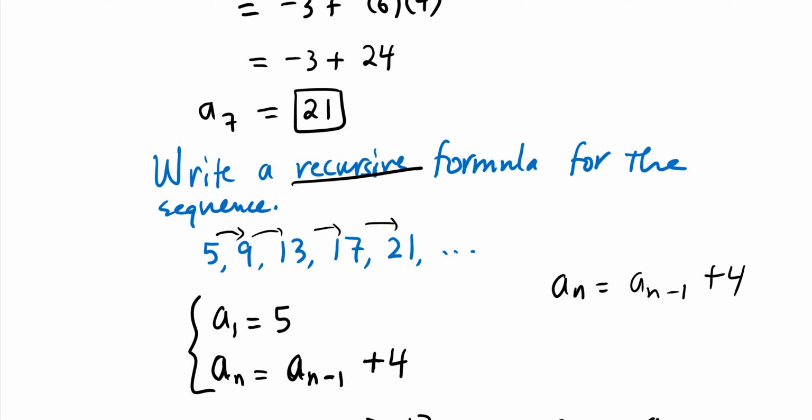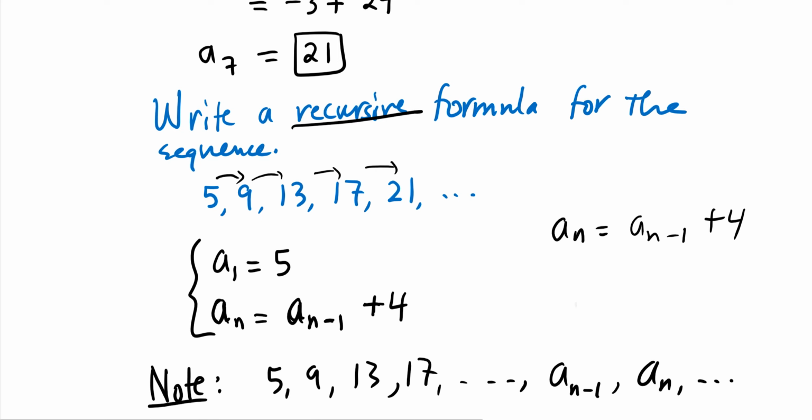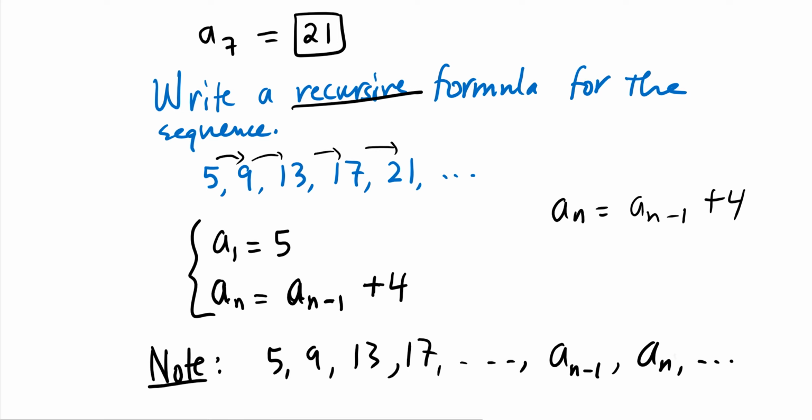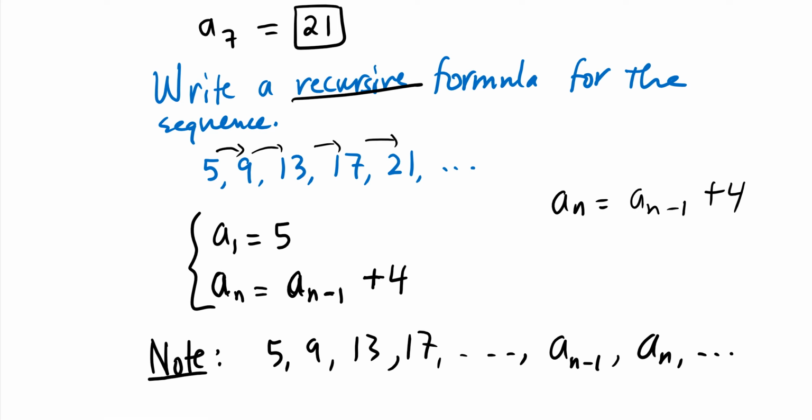So it's going to be always an equals an minus 1 plus or minus some number in case of arithmetic sequences. So note that always when we have arithmetic sequences, we write it like this. If you want to continue with this, this is called the nth minus 1th term. This is the nth term, and so on and so forth.